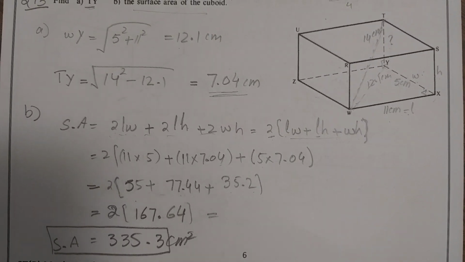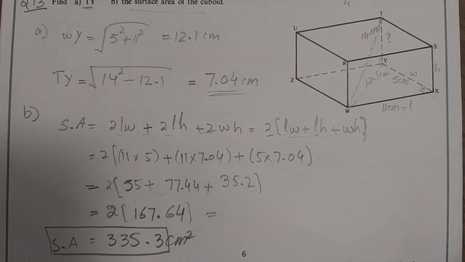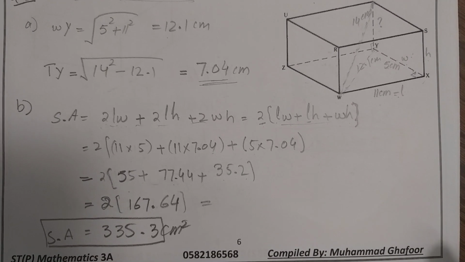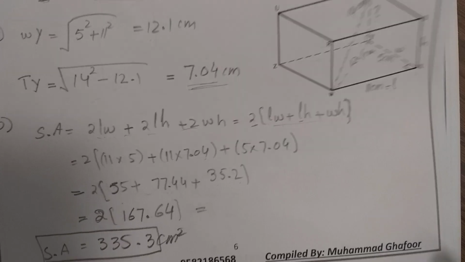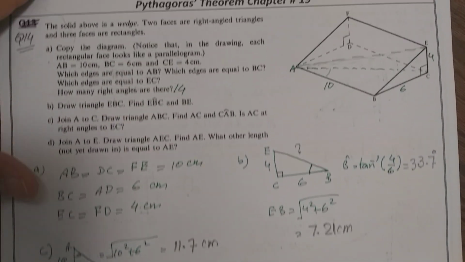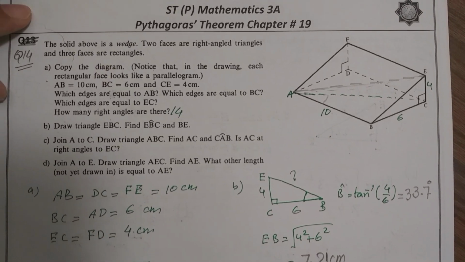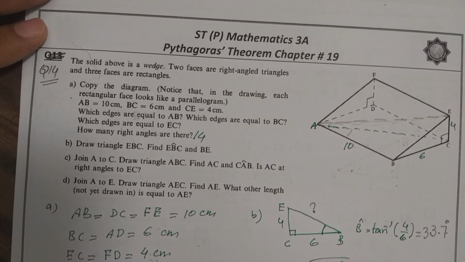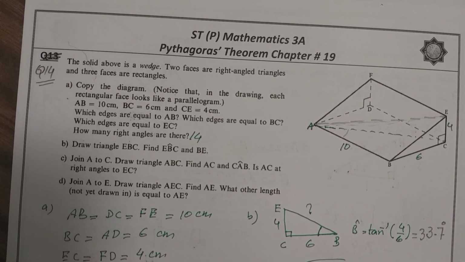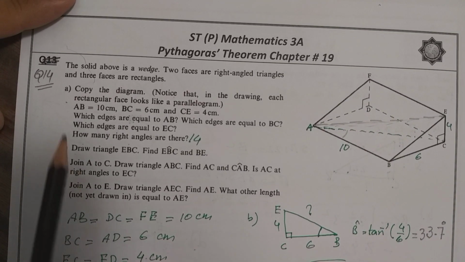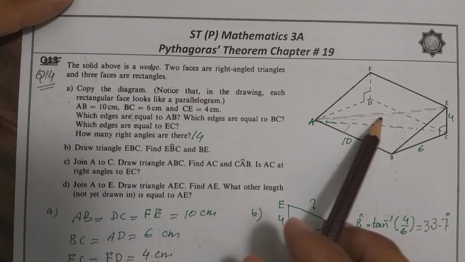Okay, now in the next question, this question was about the cuboid. Now let's see what the questions are about. In the next question we have the wedge. We are given the wedge here. This is called the wedge. The solid given above is the wedge.